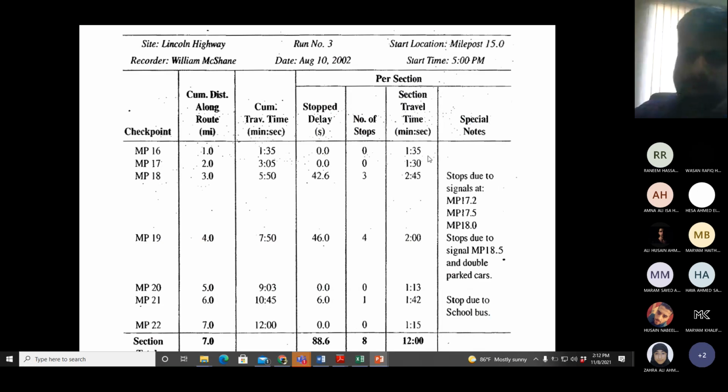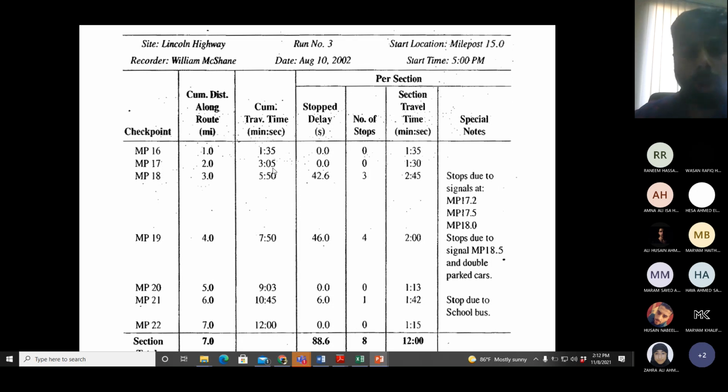For the first value, it's the point next to the starting point, so this will remain the same. The first section is from the starting point, so the value remains the same, 1 minute 35 seconds. The second section is between MP 16 and 17, so I have to subtract these two values. Now keep one thing in mind: this is minutes and seconds. So 1 minute 35 seconds and 3 minutes 5 seconds.